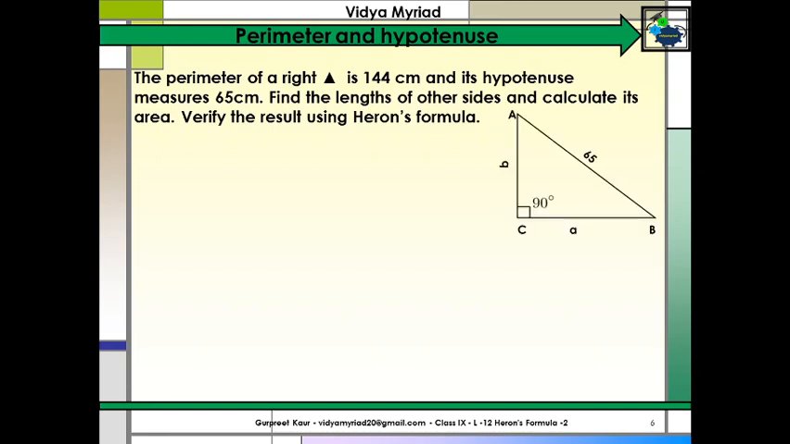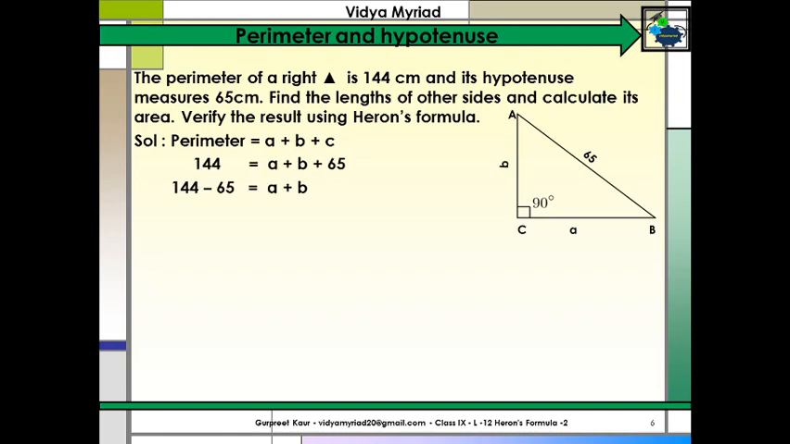Okay, let us first draw the diagram of what is given to us. Now this is the diagram. It is given 65 is there. I have named the sides A and B. Now perimeter is given to me. I know what is perimeter's formula, sum of all the sides. Let's begin our question with that.